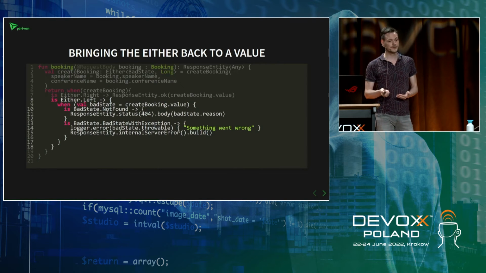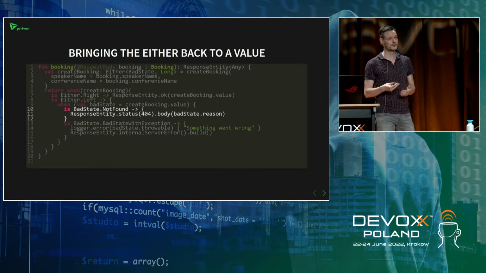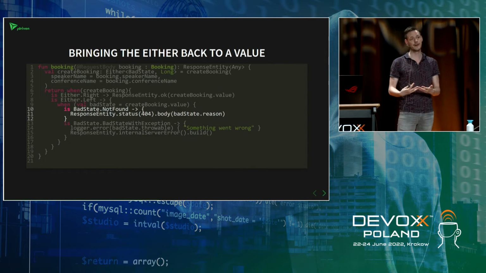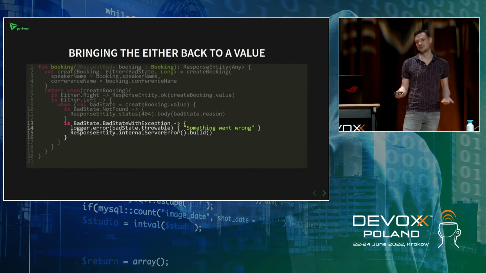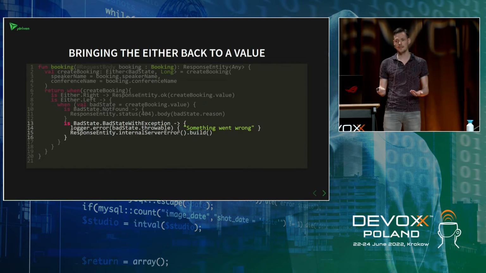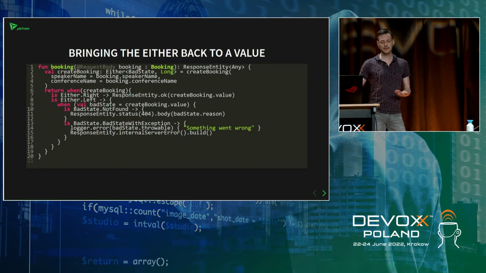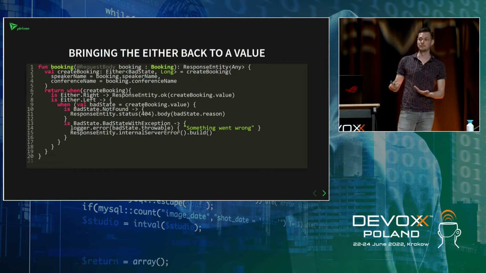Otherwise, if it's a left, because we use a sealed class again, we can now pattern match over the domain exceptions. If it's a not found, let's return a 404, and otherwise, let's return a 500. And now you might think, yeah, this actually looks quite similar to the try-catch. And that's true, but this has some major advantages.